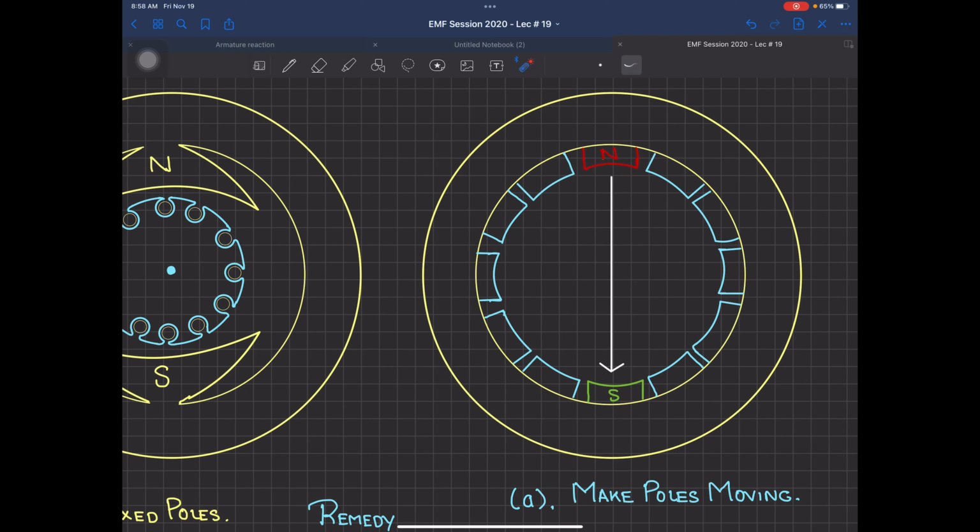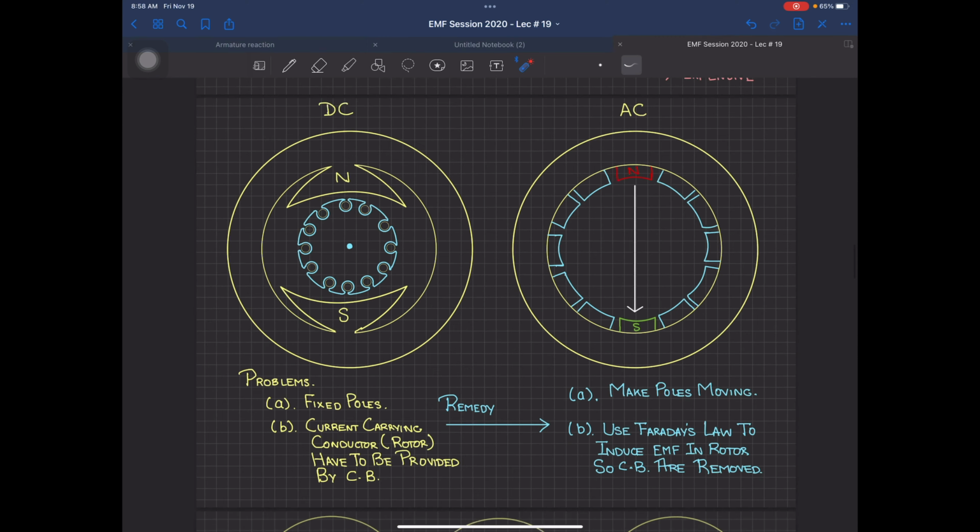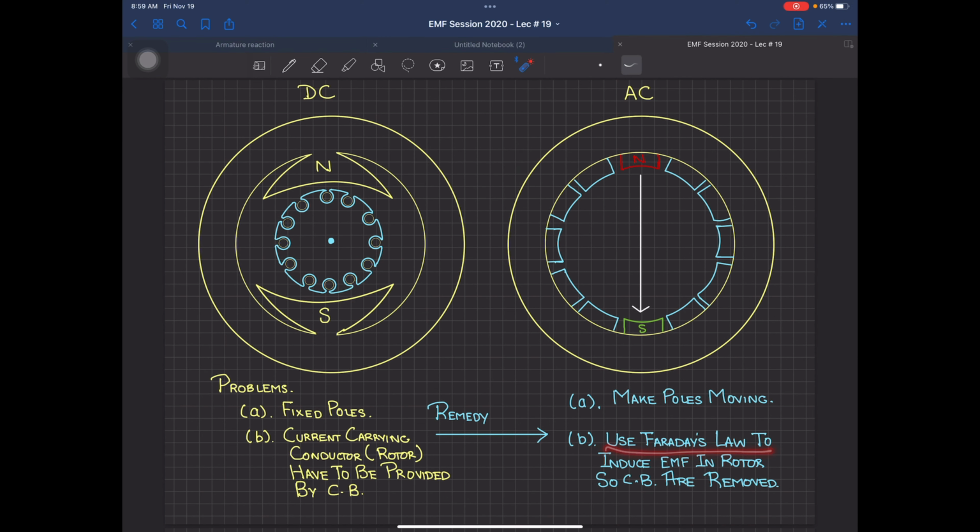He invented AC. So he was actually behind it, that instead of supplying to the rotor by the carbon brushes, why not we induce the EMF inside the rotor by electromagnetic induction? Why? Because in the rotor, the problem was this, that you had to supply current to the rotor conductors or the armature. It's also going to be called armature here also. So what they suggested was the use of Faraday's law to induce EMF in the rotor. So the carbon brushes are removed, also called circuit breaker, that's why. So this is the remedy which I am going to apply.